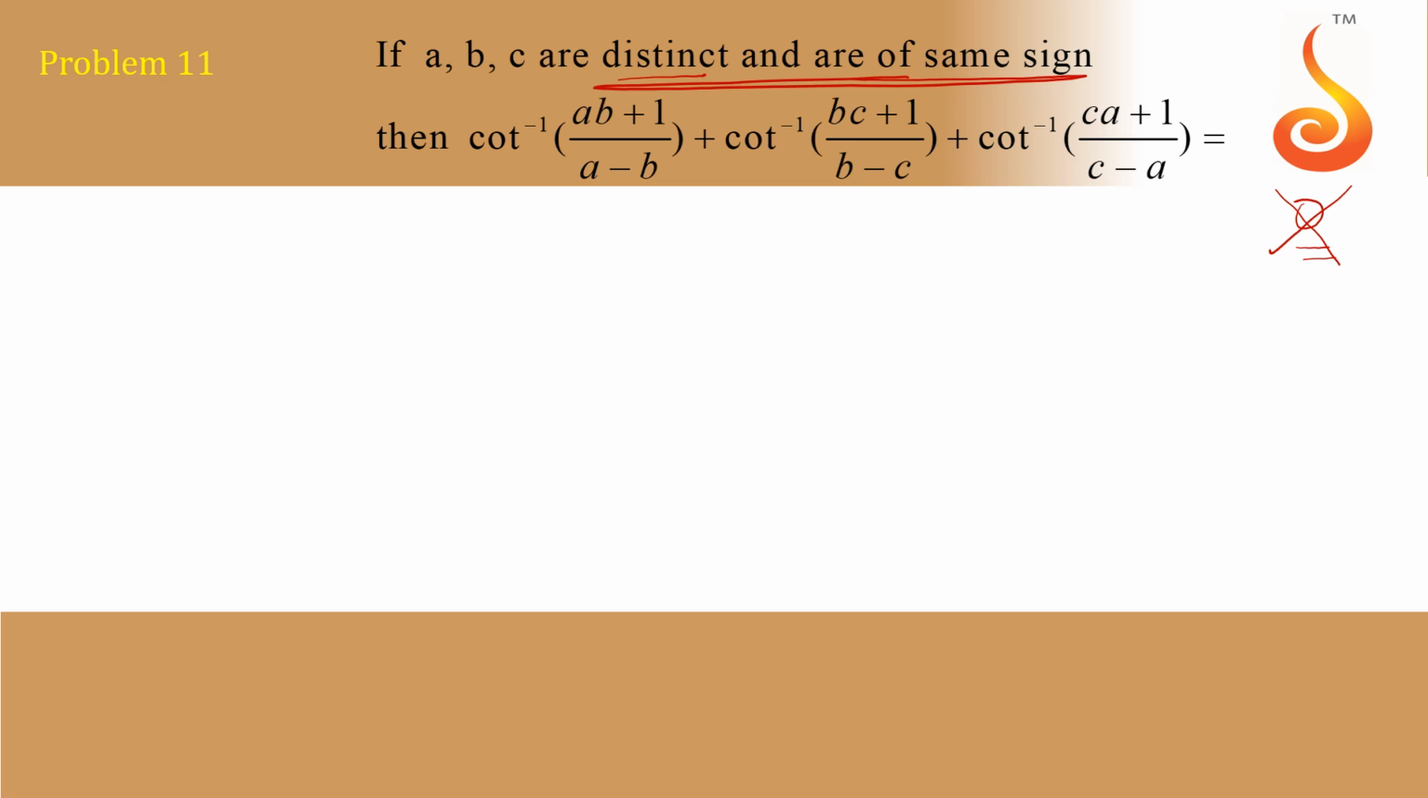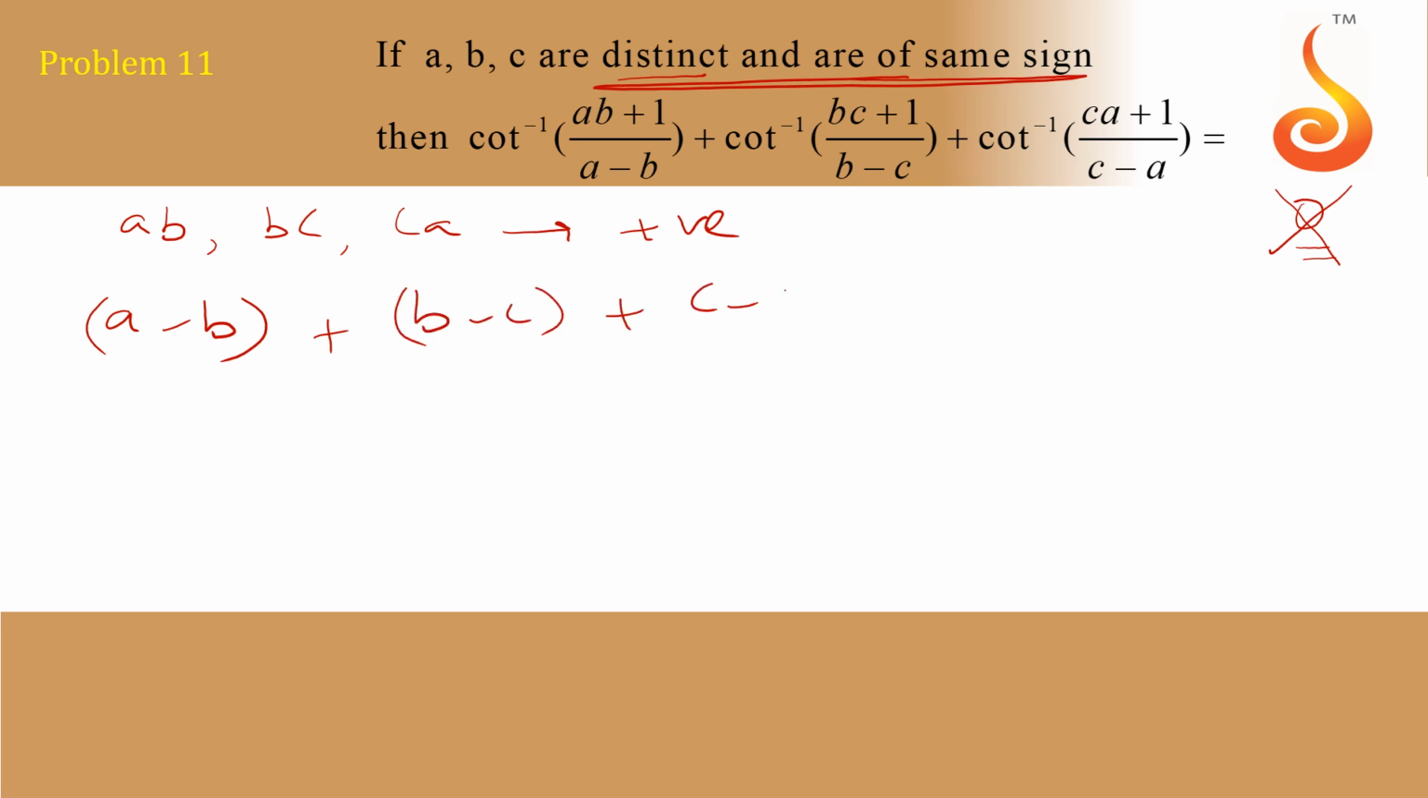So what is the logic in this problem? They said that A, B, C are distinct and of same sign. Why are they saying same sign? The products AB, BC, CA must be positive if they are of same sign. And A minus B plus B minus C plus C minus A, this sum is always 0.